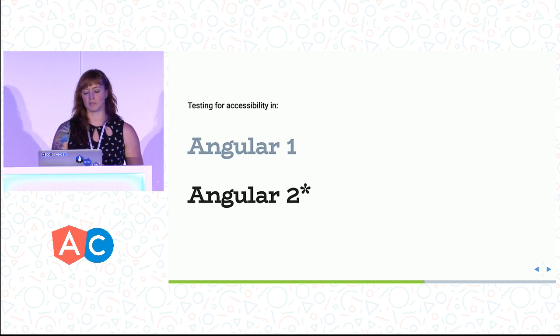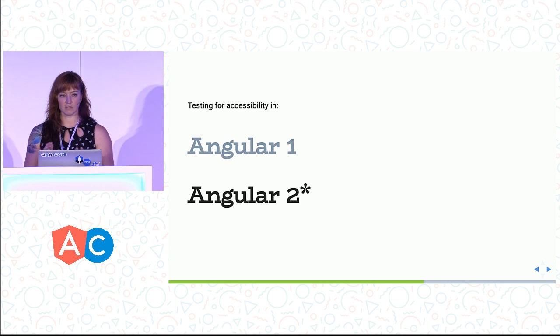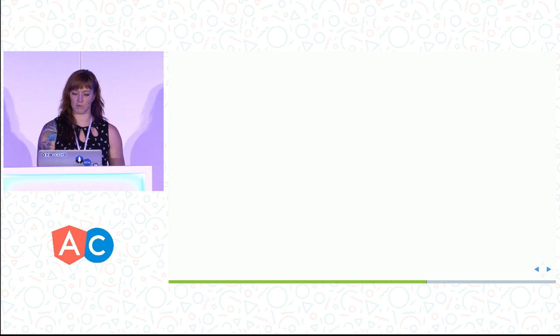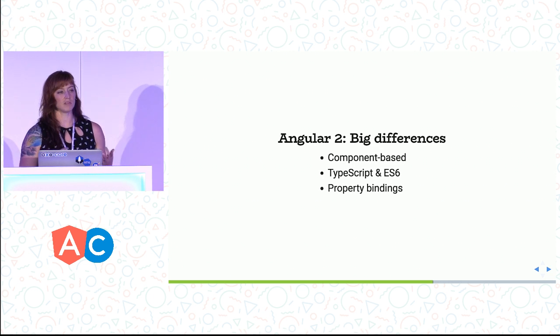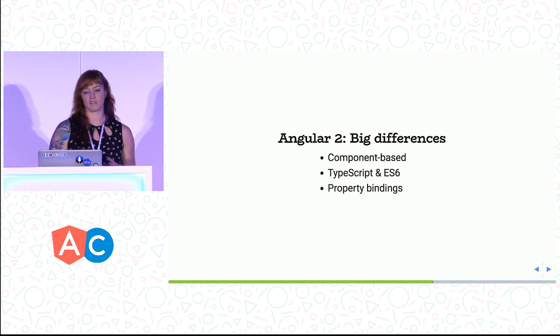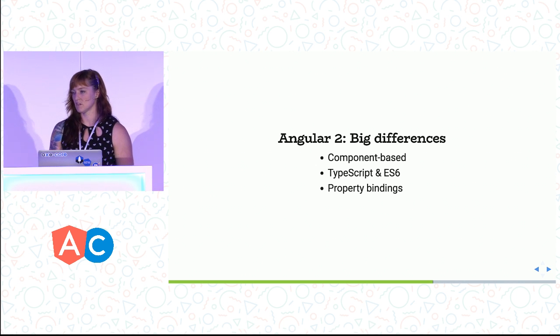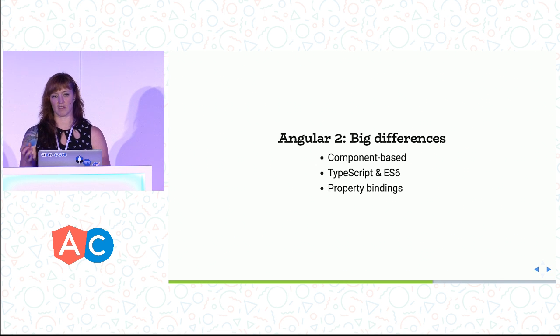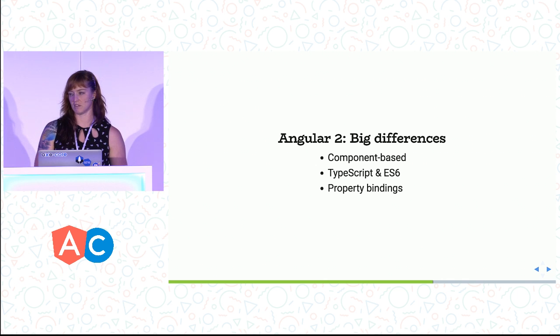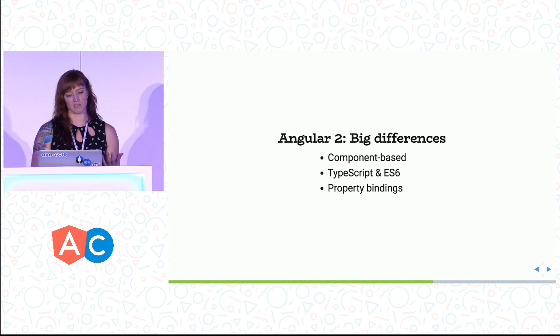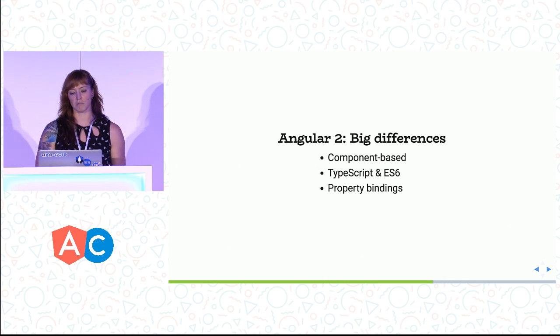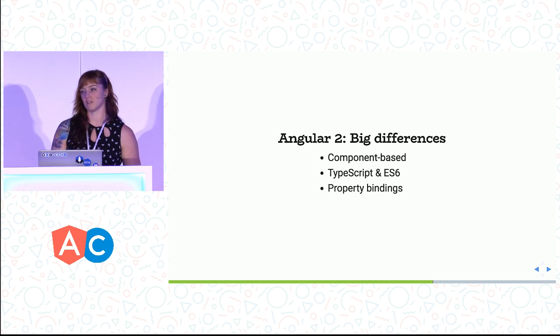So, testing for accessibility in Angular 2. Things have changed a little bit. It was easier to reason about how to test in Angular 1, but in Angular 2, things are different. So what changed? For accessibility testing specifically, the biggest difference in Angular 2 is that it's component-based instead of directive-based. The directives in Angular 2 are things like ng-for or ng-if, which don't have templates attached to them. Your view-based things are more component-based, and they're probably written in TypeScript and/or ES6.